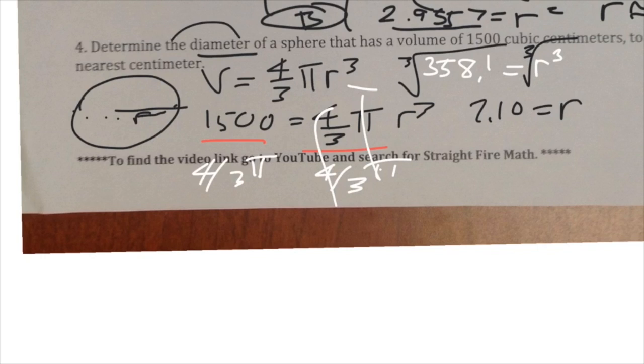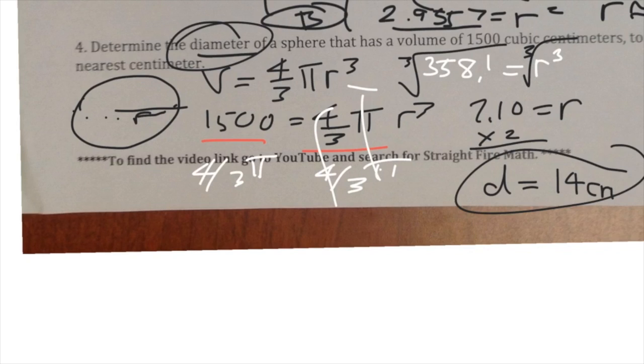They're asking me for the diameter, so I'm going to have to multiply this answer by 2 because the radius is 1/2 of the diameter. So as it turns out, then the diameter would be 14.2, which says round to the nearest centimeter, so 14 would be the answer that we're looking for the diameter.